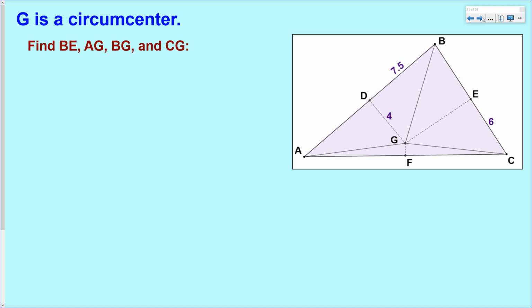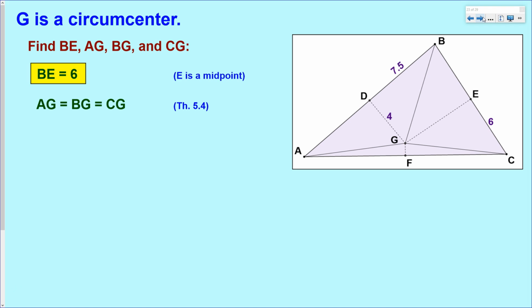All right, first up, let's go for the easy stuff first. BE is actually a very easy question because, given that G is a circumcenter, this right here is a perpendicular bisector, which means that E is a midpoint. So if this distance is 6, then so is BE. Next up, we need to figure out what AG, BG, and CG are, but those are all the same because they are all equidistant from each vertex from Theorem 5.4. So as soon as we have one, then we have the others.